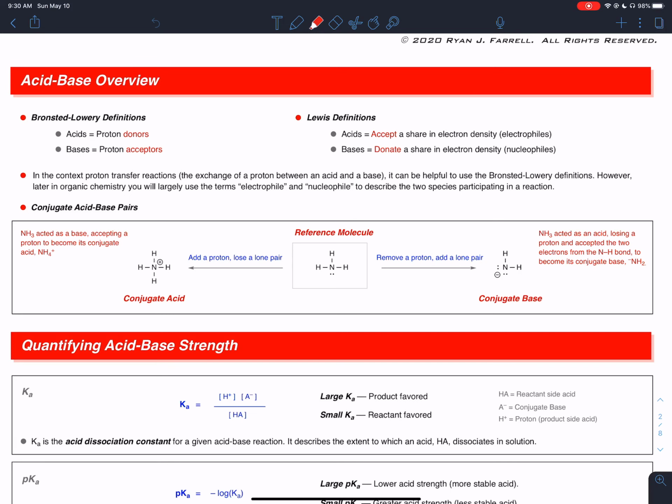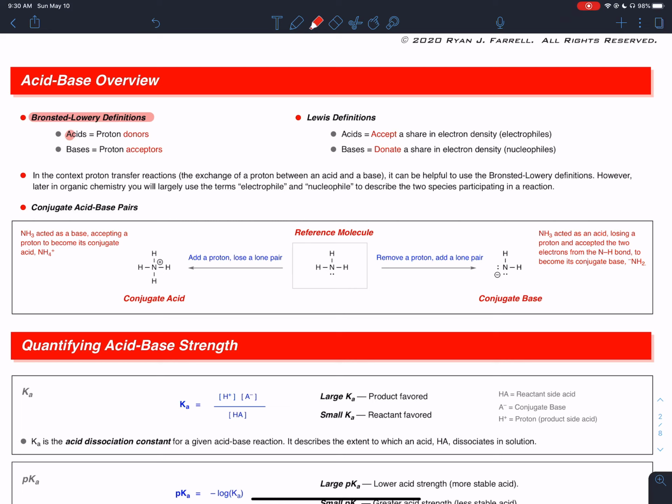Hi everyone, in this segment we are going to be doing an overview on certain definitions that are very important to you understanding acid-base chemistry. We are going to start with the Bronsted-Lowry definitions. And when you think about a classic proton transfer reaction, it's actually advantageous to think about the Bronsted-Lowry definitions.